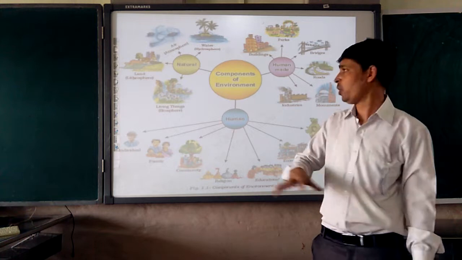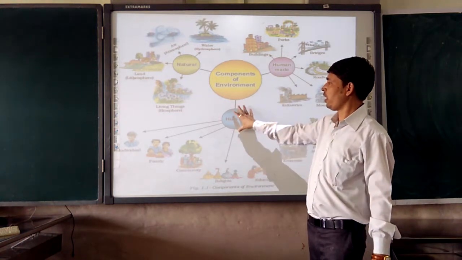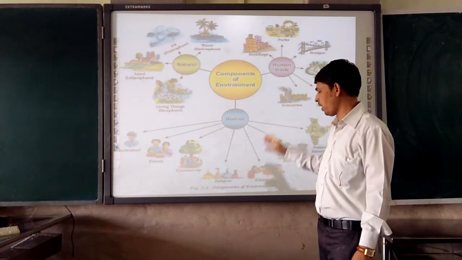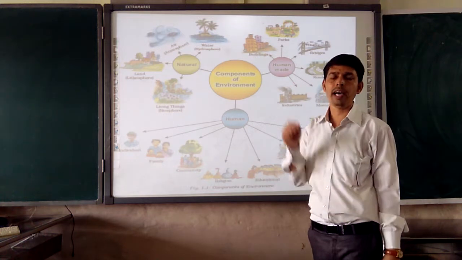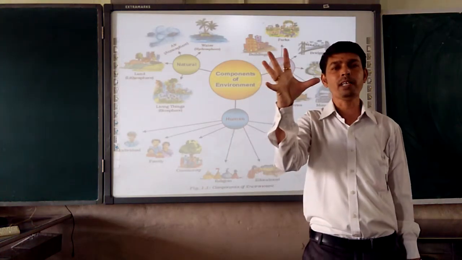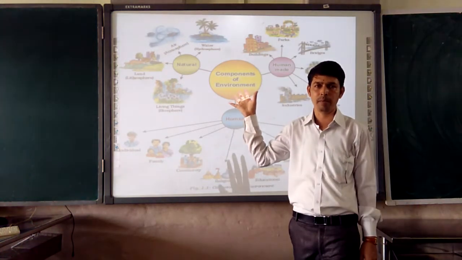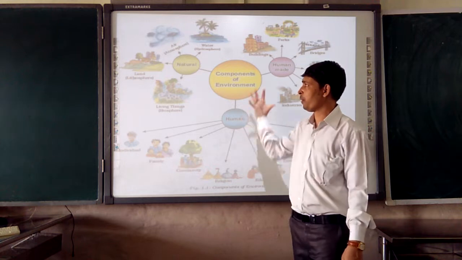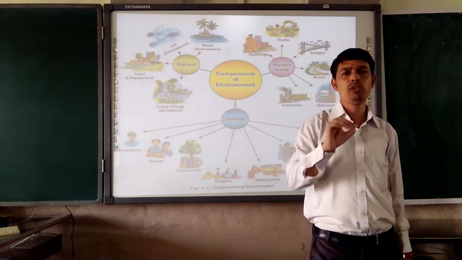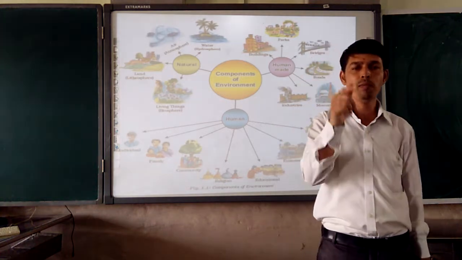Why am I talking about how you have to make the 3 circles and all? Because every time, draw and label the diagram of components of environment, a 5 marks question will be there in your examination, or any question on components of environment is going to be asked. Please make a note of it in your notebook. That is your homework today.